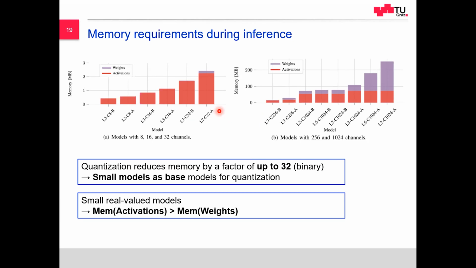So to recap, quantization reduces memory by a factor of up to 32, which is in the binary case, which means that we really need small models as base models for quantization in order to reach the overall smallest model that we can find. And then also for these very small real-valued models, we know that the memory for activations is more important than the memory for weights. So also for quantization, we have to focus on the activations.